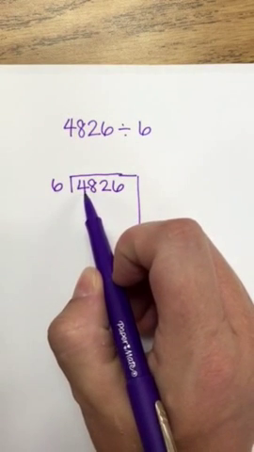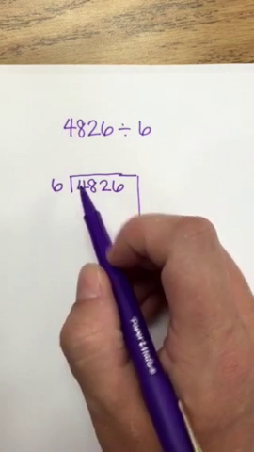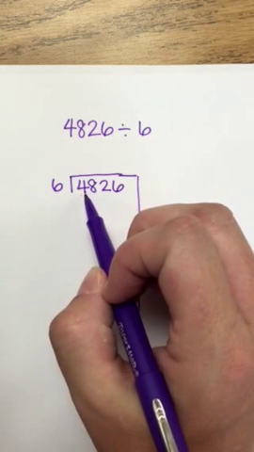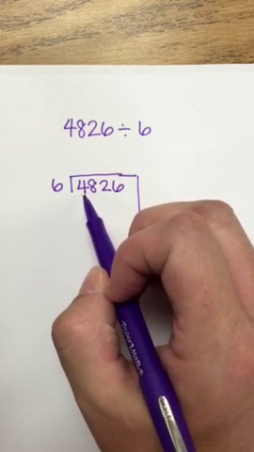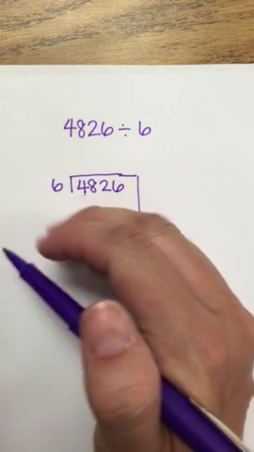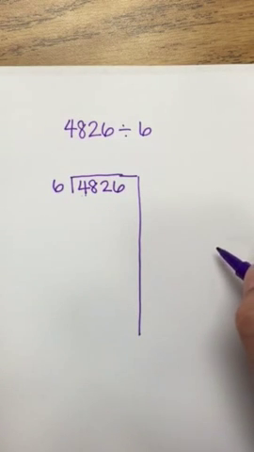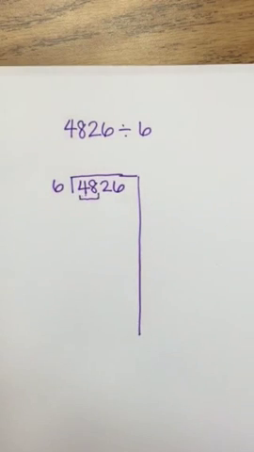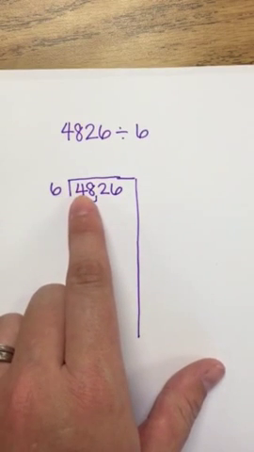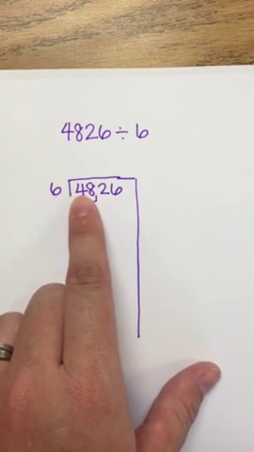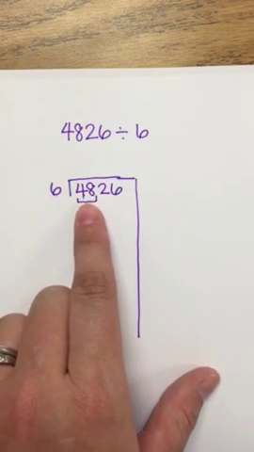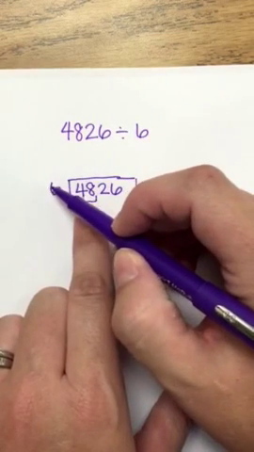So I'm just going to look at my thousands because I'd like to get the biggest numbers out first. So I have 4 thousands. That is not enough for me to put 1,000 in each of the 6 groups. So then I'm going to focus on the first 2 digits. So 4 thousands is the same as 40 hundreds, and then I have 800. So this is 4,800. I want to know how many hundreds.